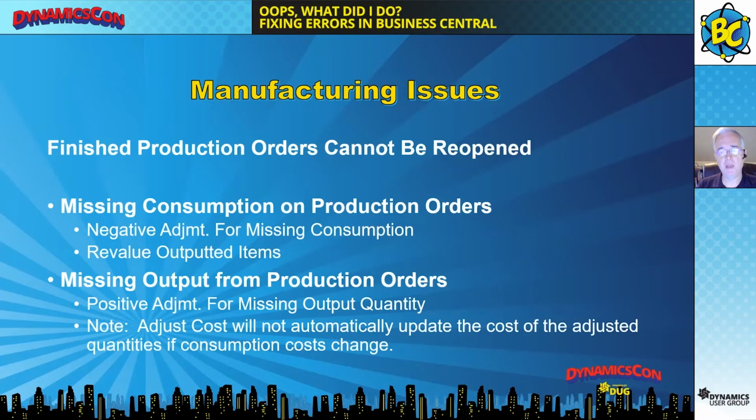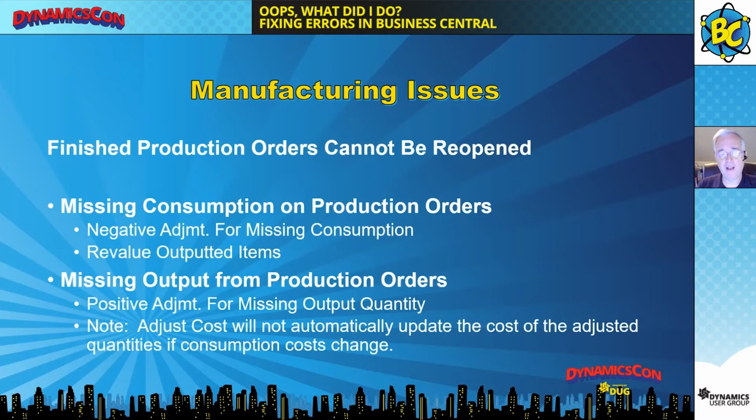Depending on your costing method will depend on where that revaluation needs to hit. If your output item was a standard cost item, then presumably if there was misconsumption, the finishing of that production order would have yielded a favorable material variance. So when you negatively adjust the consumption, that's going to hit your inventory adjustment column or account. You may want to reclassify that to the material variance to offset the favorable material variance with the write-off of that consumption.